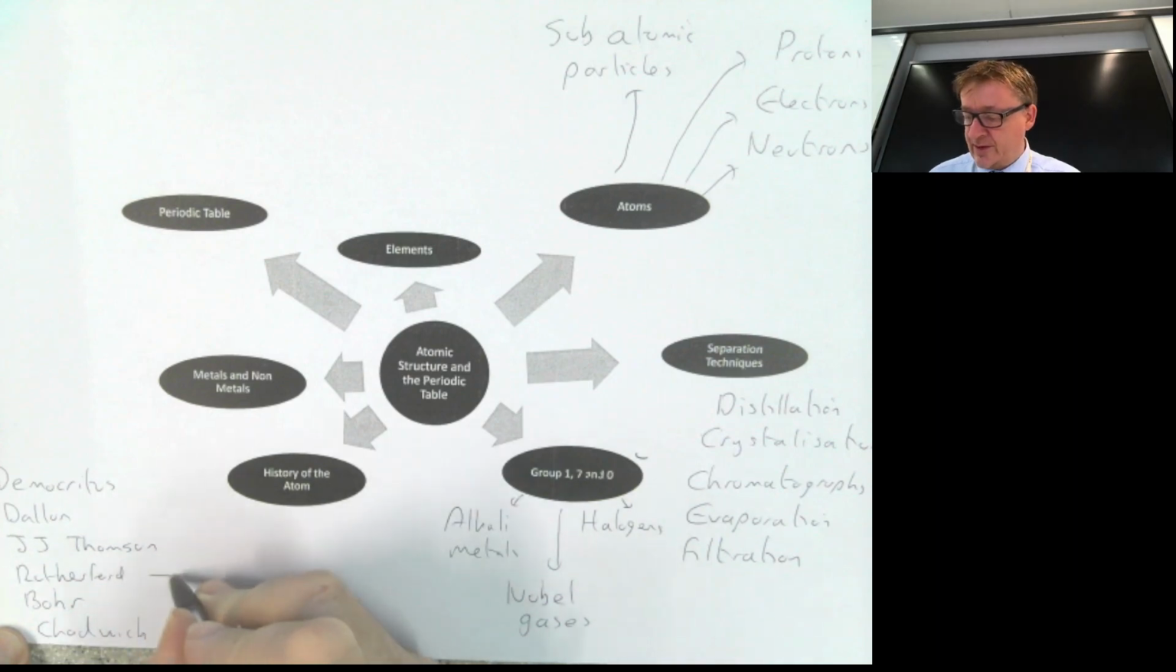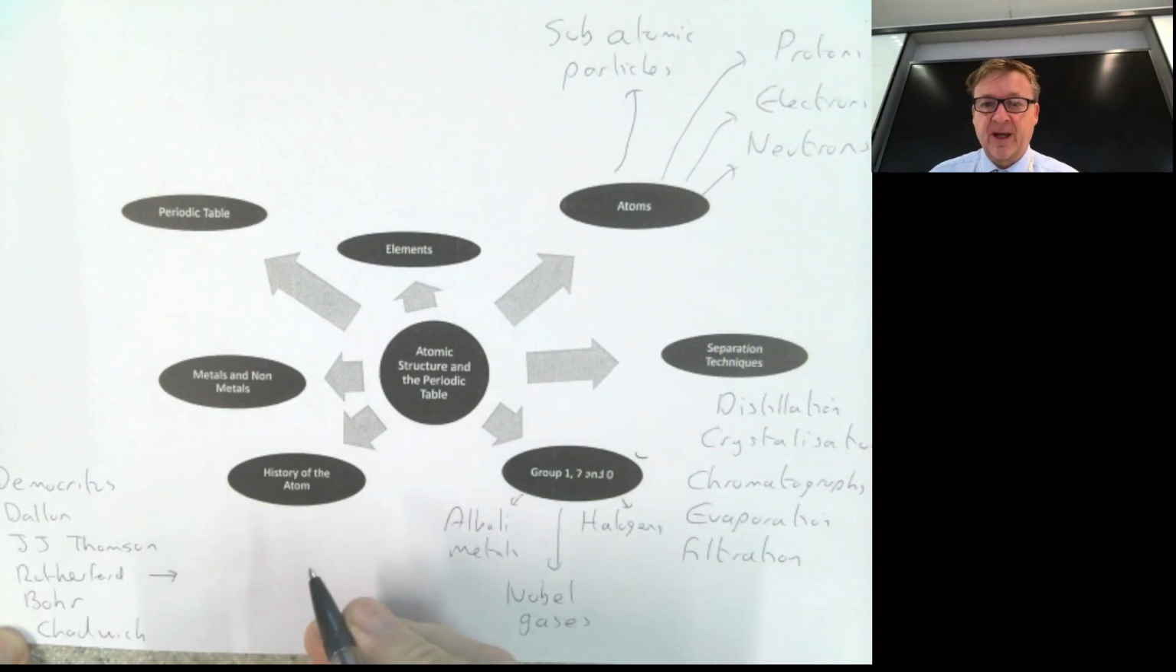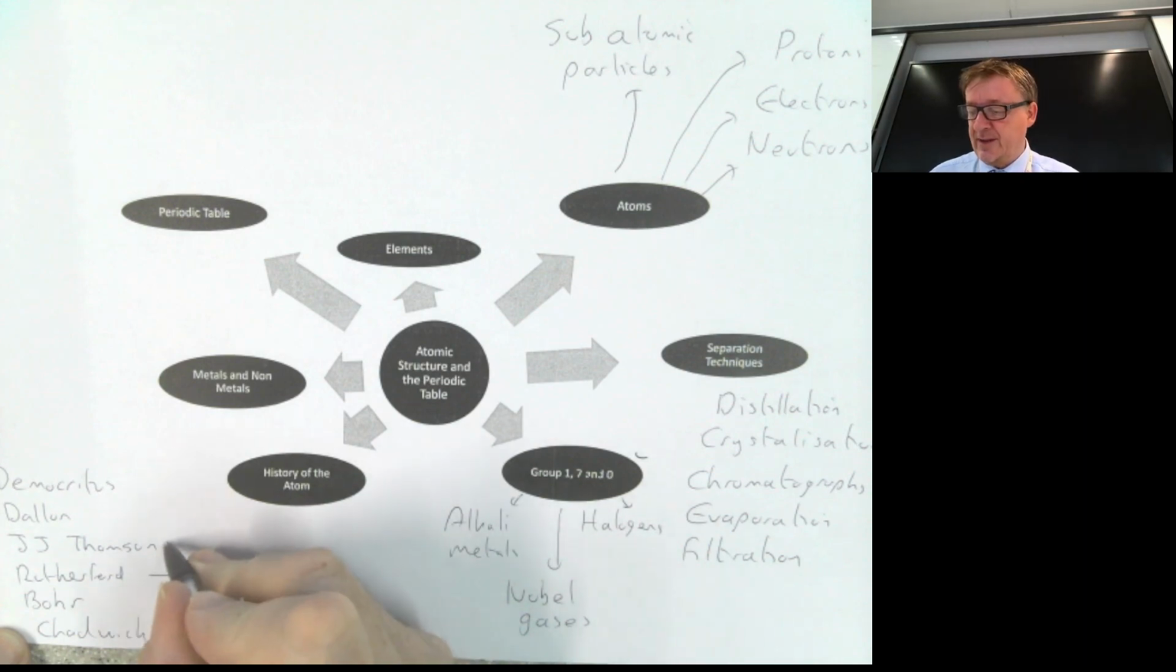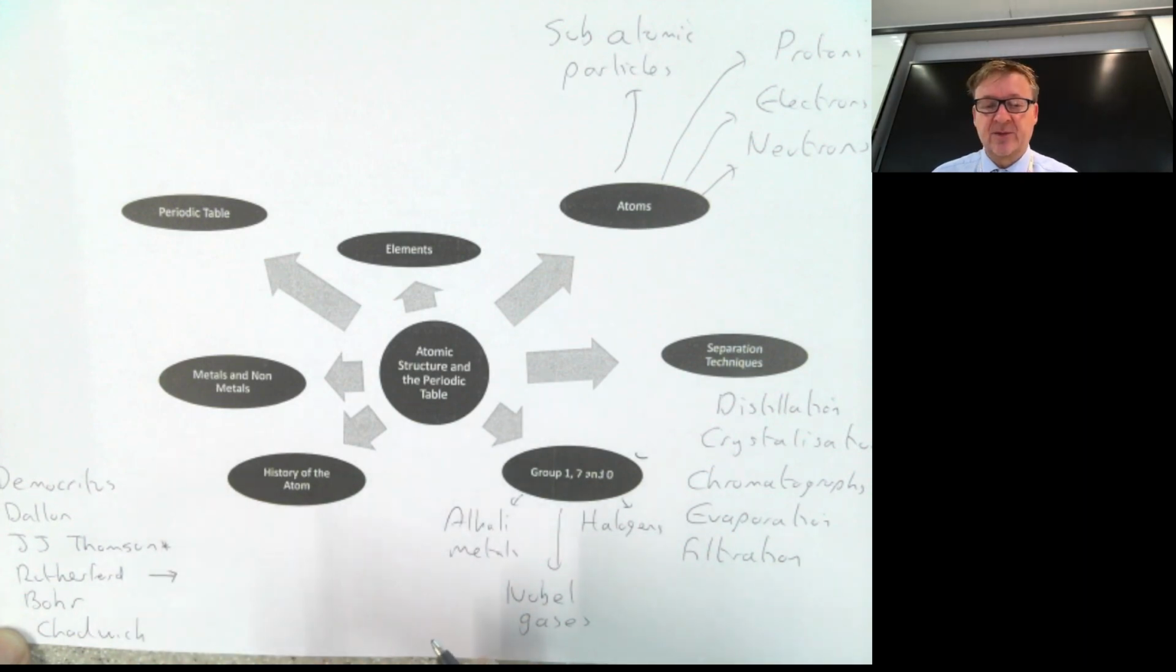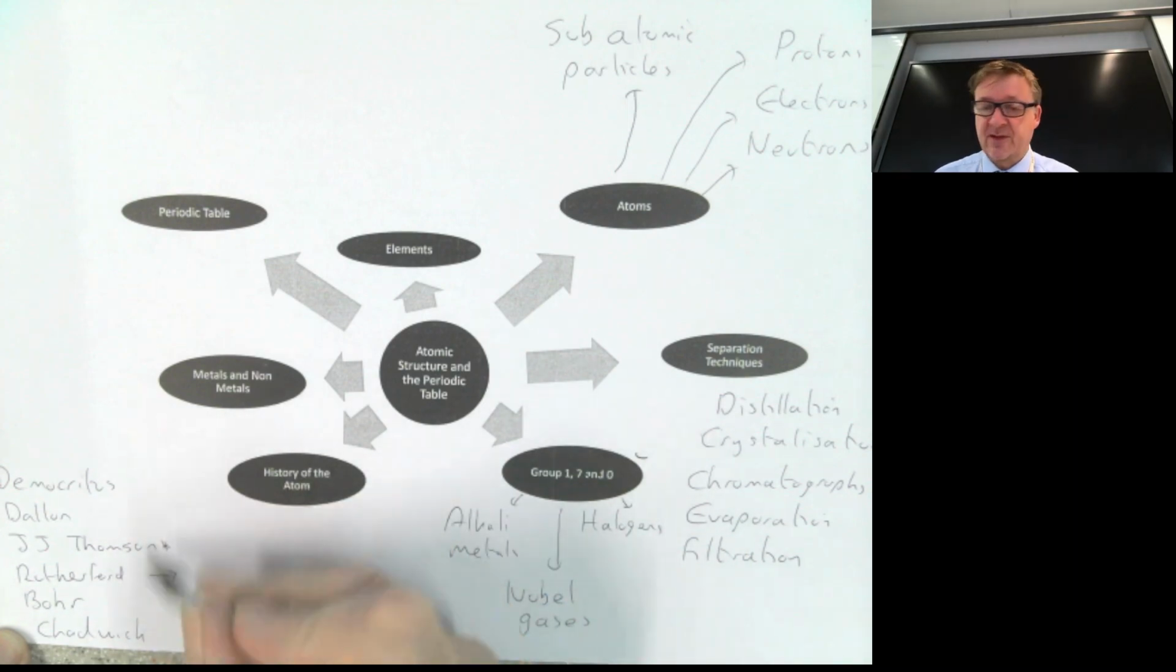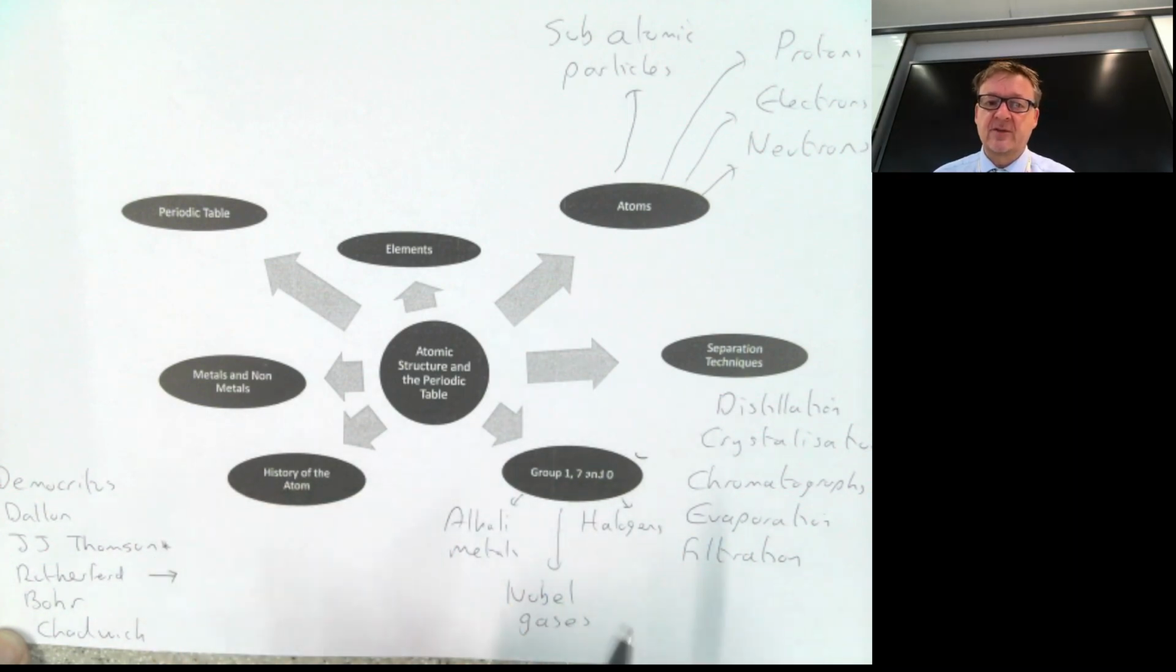The main one you're ever going to get asked about is Rutherford, and you need to know his observations and his conclusions from them. But they might compare it with the J.J. Thomson model. Some of the others may well also get mentioned, so you need to know details of all of them.